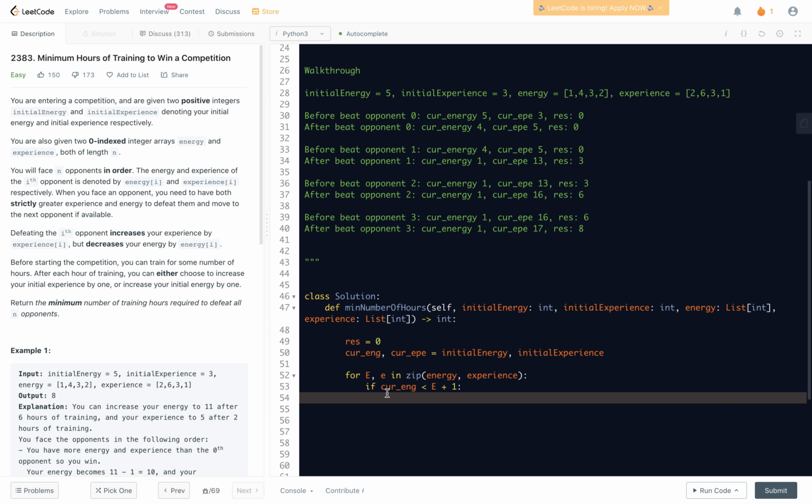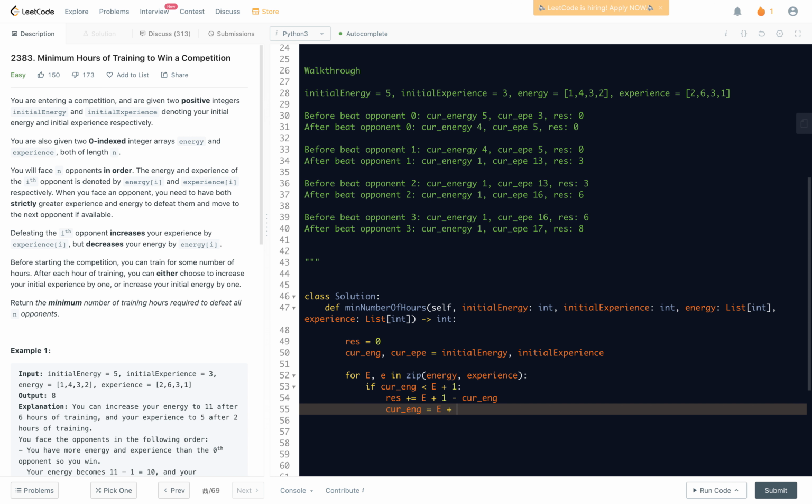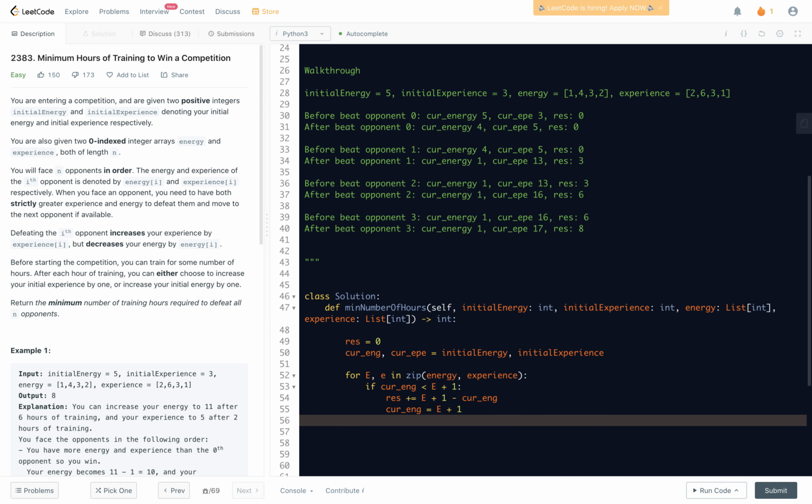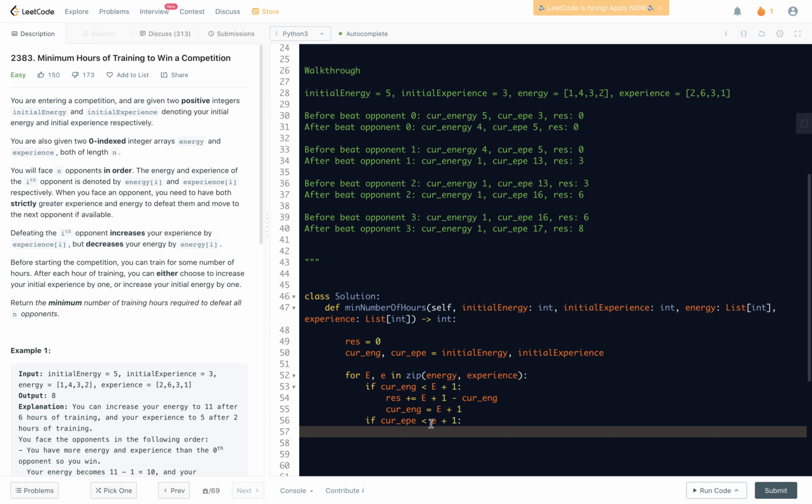So we are going to compare and increase the result state. First, if current energy is less than E plus 1, in this case we're going to need training hours to gain energy to this level, E plus 1. So the training hours needed should be E plus 1 minus the current energy. Then we can reset after training. The current energy level will be E plus 1. So this is the one case.